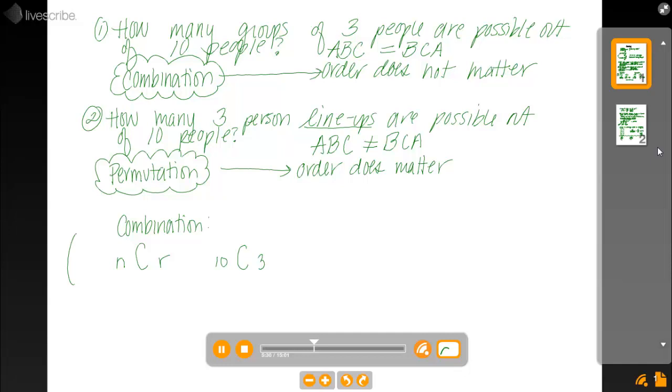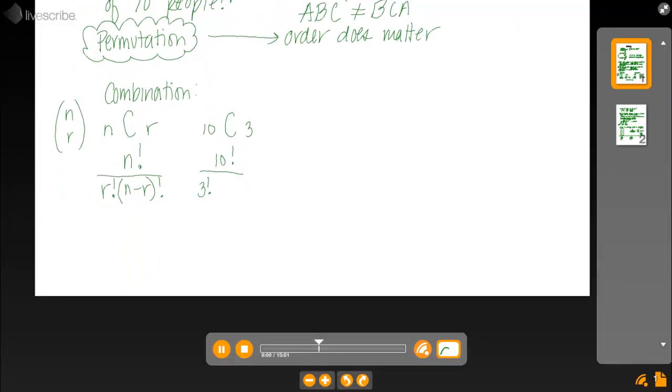Another way that you'd actually see this is like this. Sometimes you'll see n kind of over r. It's not a fraction or anything like that. It's just n written above an r in these big parentheses. That's just another notation. And the formula is n factorial over r factorial times the quantity n minus r factorial. So for our specific example, 10 factorial over 3 factorial times 10 minus 3 factorial, which is 7 factorial.